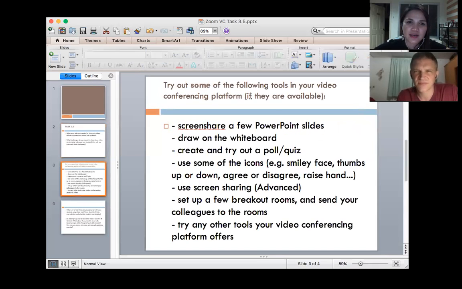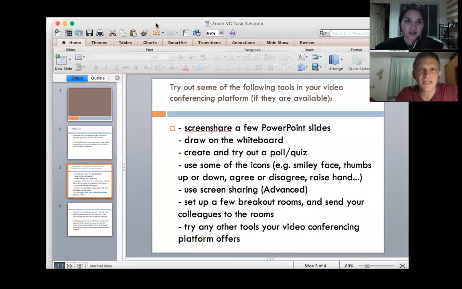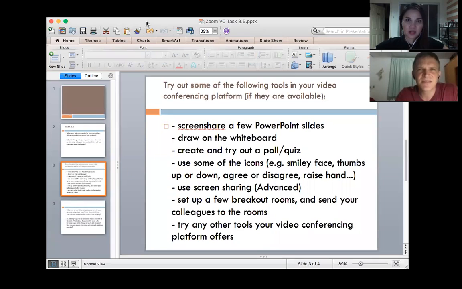She said, try out some of the following tools in your video. Screen share. We're already screen sharing. Draw on a whiteboard. Where is that whiteboard? Wait, hold on. So this view option, top thing. I think I should stop screen sharing so we could start drawing. I can't remember. Can I draw on this screen? Oh yeah, it's on top. I didn't see it.